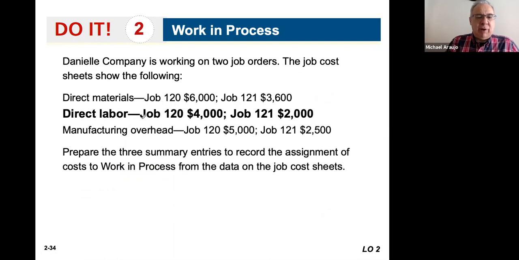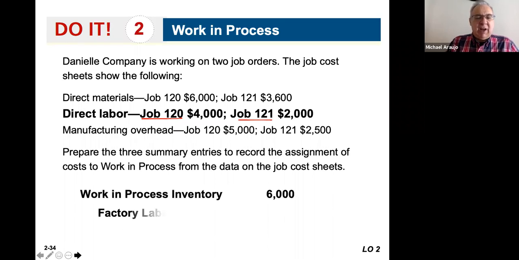For direct labor, you have 4,000 for job 120 and 2,000 for 121. So in this case, you have a debit to work in process inventory for 6,000, and you're going to reduce factory labor by 6,000. So this is how the money moves from the base accounts into the work in process account.